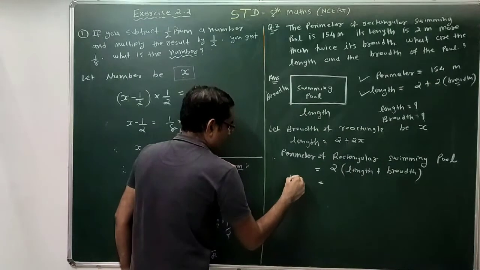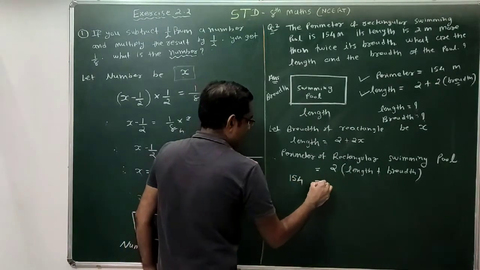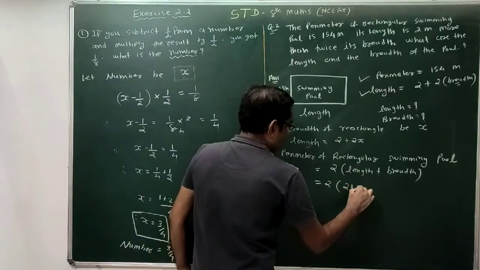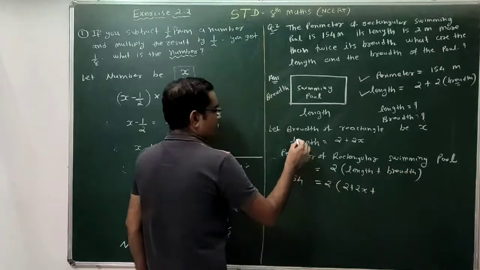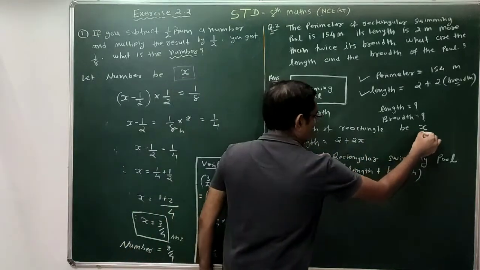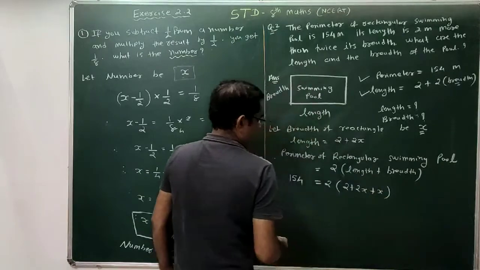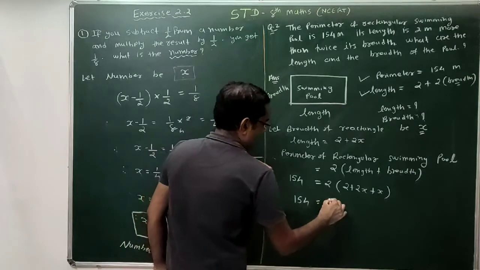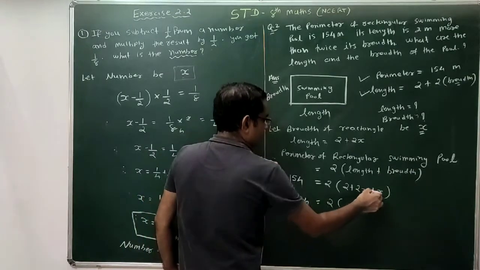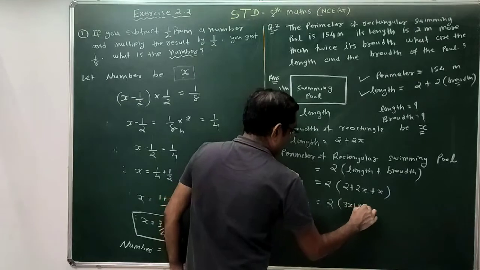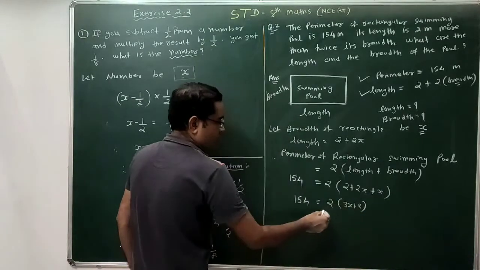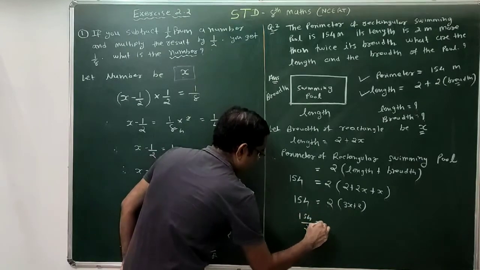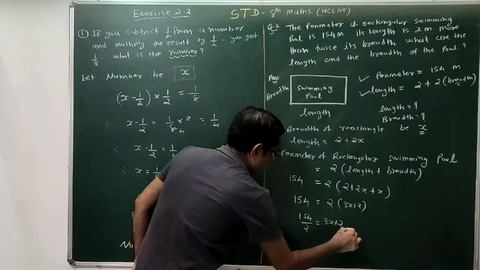So 154 equals twice of length, where length is 2 plus 2x, plus breadth, which we assumed to be x. So this is x. Simplify this, you will get one linear equation and you will get the solution. So 2x plus x, 3x plus 2. So it's 3x plus 2. Perform expansion over here, or you can do division. So 154 by 2 equals 3x plus 2.